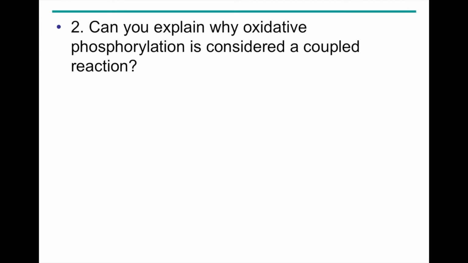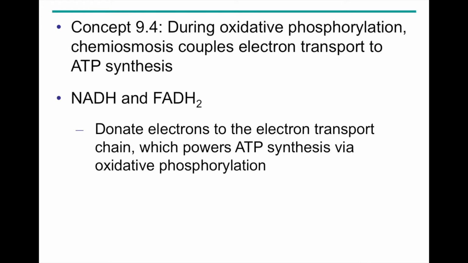So question number two asked, can you explain why oxidative phosphorylation is considered a coupled reaction? We talked about this in class, but a coupled reaction is basically when we're requiring the energy or products of one reaction in order to drive the second reaction. So as I talked about, oxidative phosphorylation is made up of two major processes. So we have chemiosmosis, and that couples electron transport to ATP synthesis.